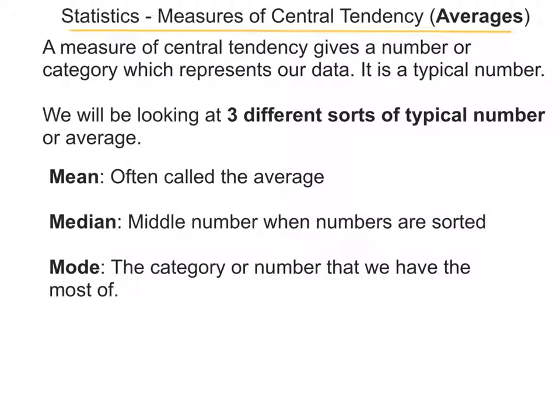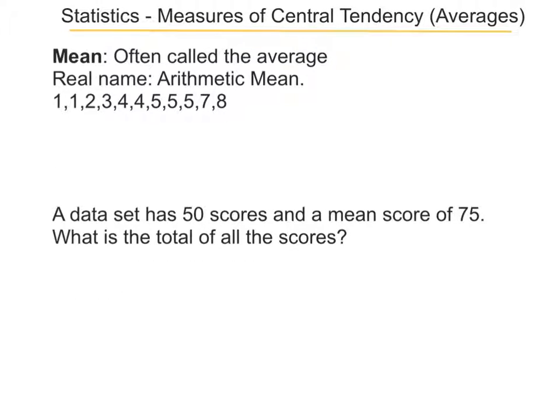We'll also be looking at the median, which is the middle number when the numbers are sorted, and the mode, the category or number that we have the most of. All these are typical numbers, and sometimes one is better than another depending on what sort of data you have. So let's look at the mean.